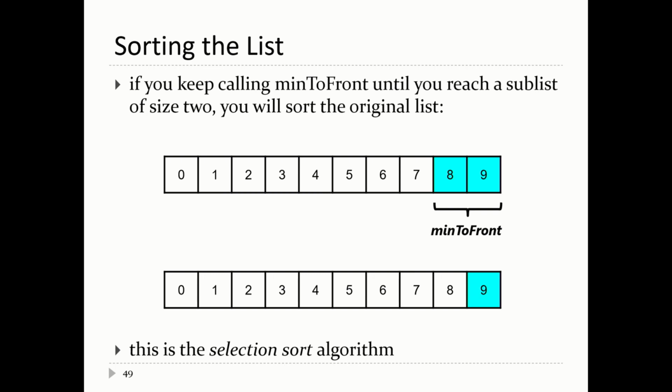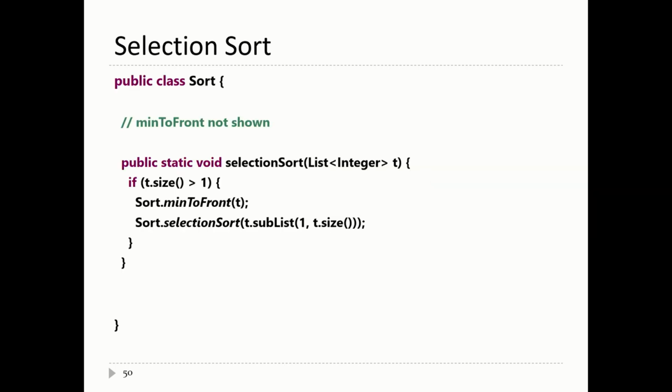Normally when you're taught selection sort, you're taught to do it iteratively, because it's relatively easy to do with a loop. But you can do it with recursion as well, as long as you have min to front. There's selection sort.